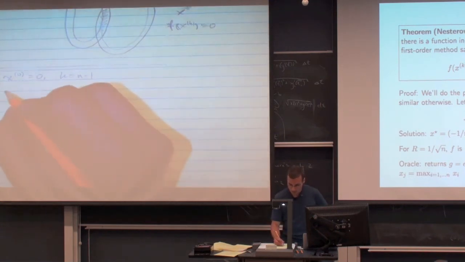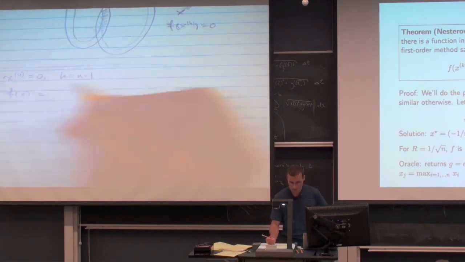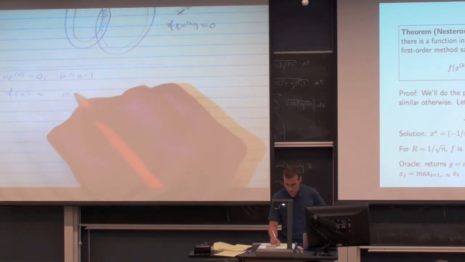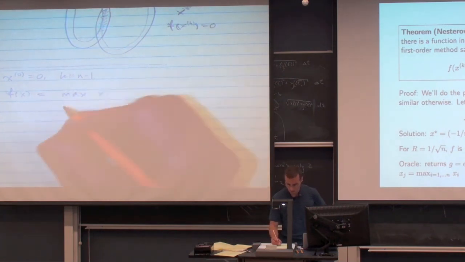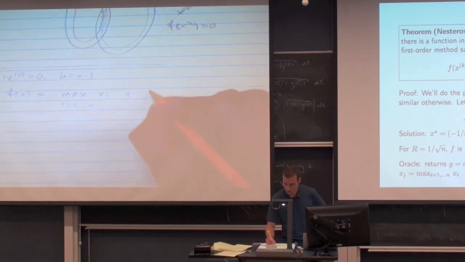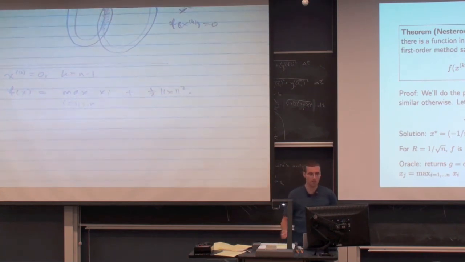We're going to look at the following function, f of x. It's going to be equal to the maximum of the components of x plus 1/2 times the norm of x squared. Okay, that's a perfectly reasonable convex function. It's not differentiable because the max is not necessarily differentiable at points where xi is equal to xj for two different components.